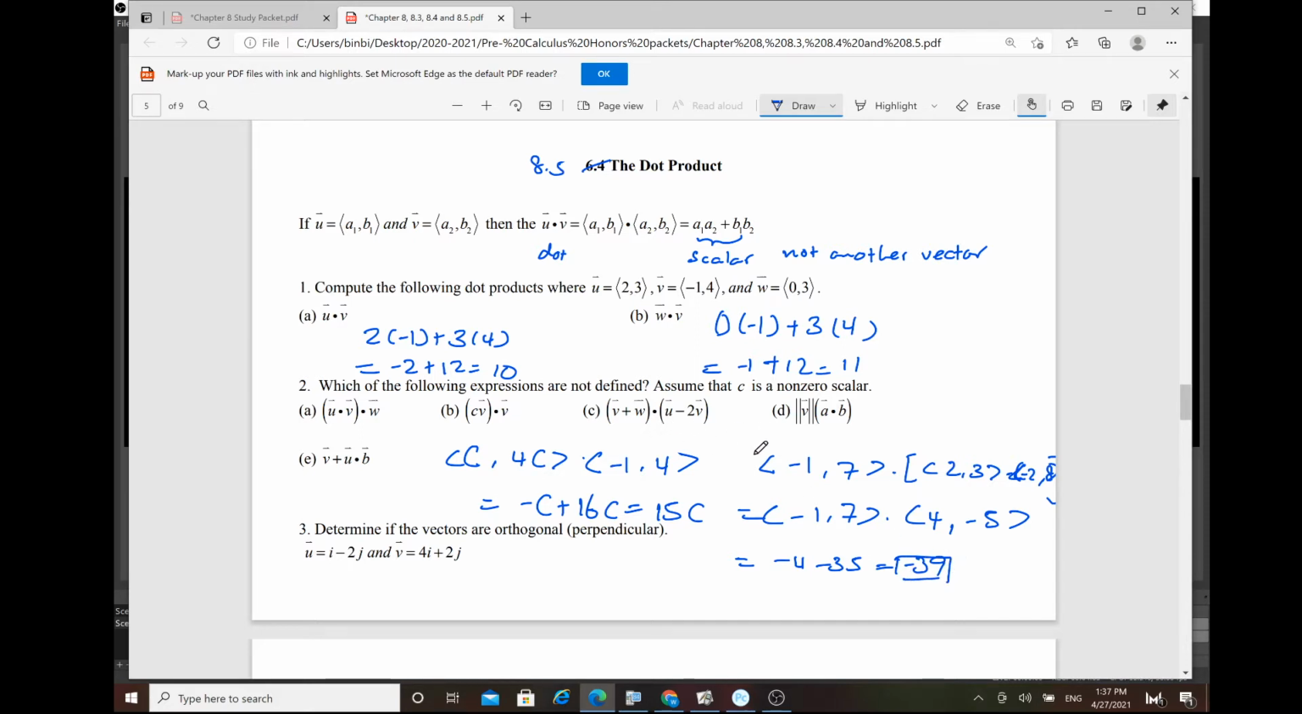Okay, so that's for C. And then this one, you want to find the magnitude of vector v. The magnitude of vector v is the square root of 1 squared plus 4 squared, which is root 17, times the dot product of vector A and vector B.